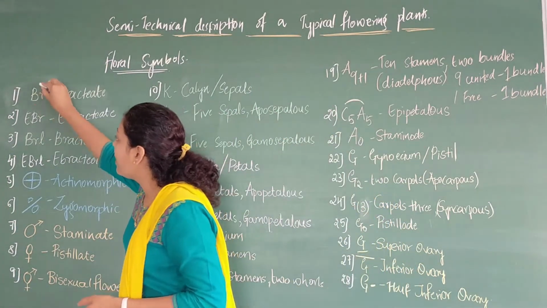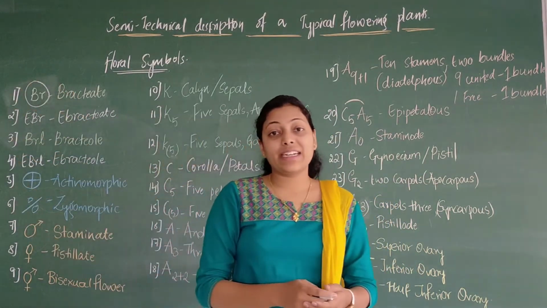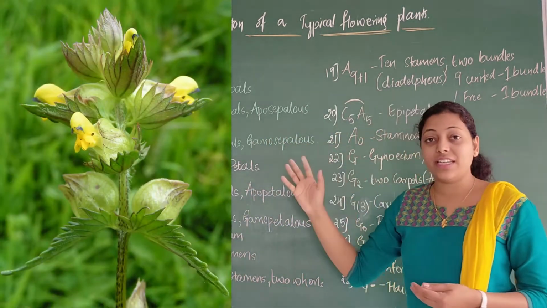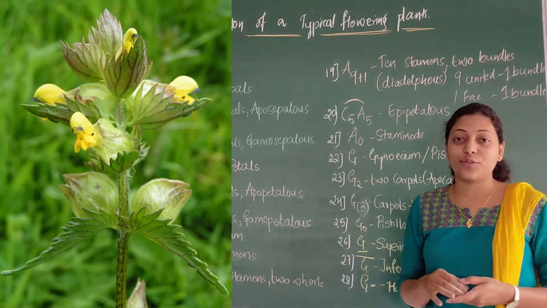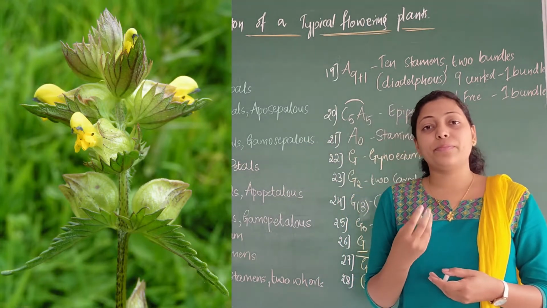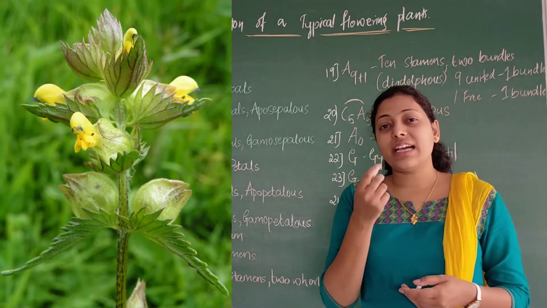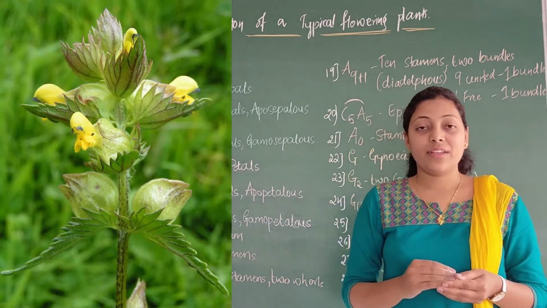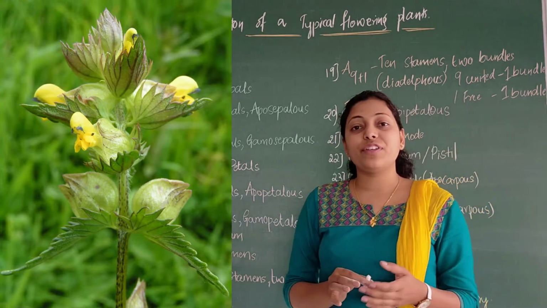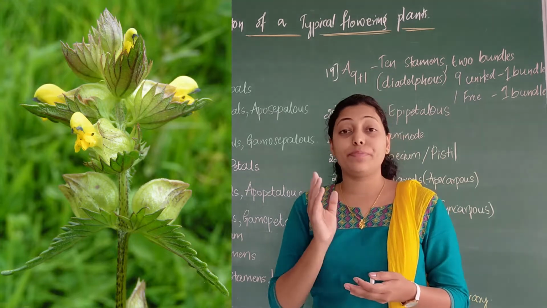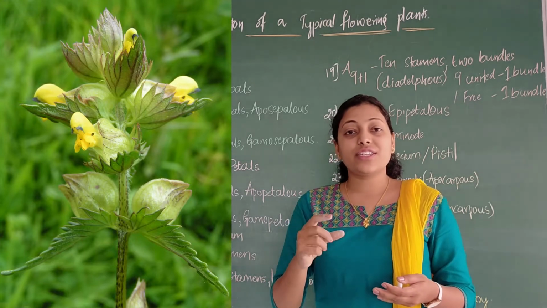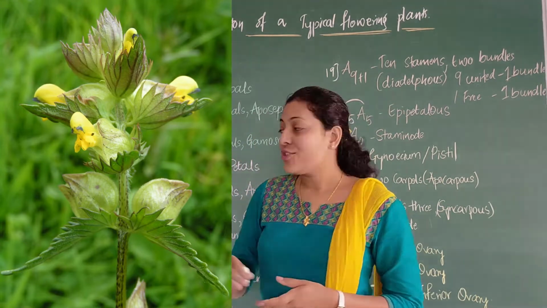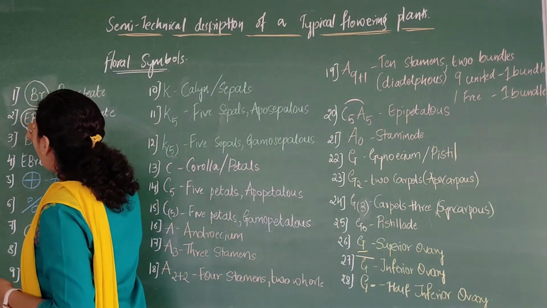BR here means that it is bracteate. You all know the meaning of bract. If you still don't know, I'll attach a photograph over there. Bracts are reduced leaves found at the base of the calyx. The reduced form of leaf found at the base of the calyx is called a bract, and a flower consisting of these bracts is called bracteate. Is it clear? The next symbol is EBR.